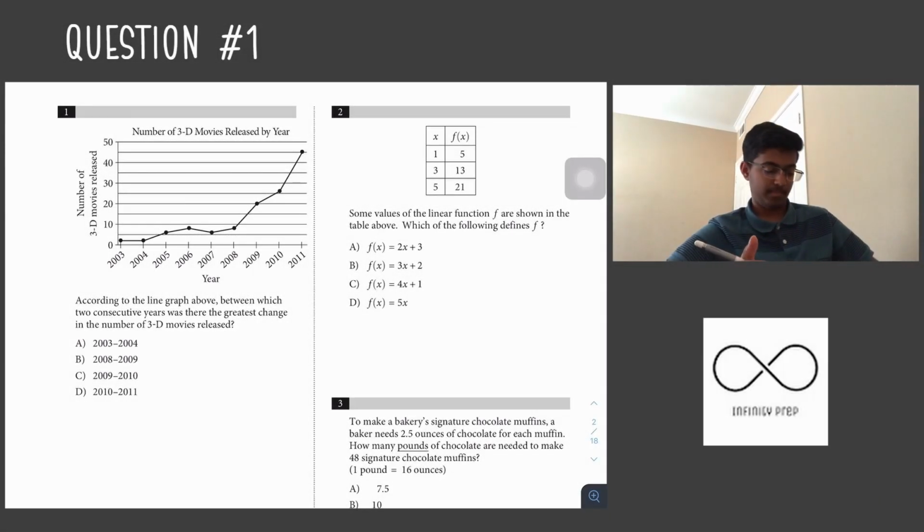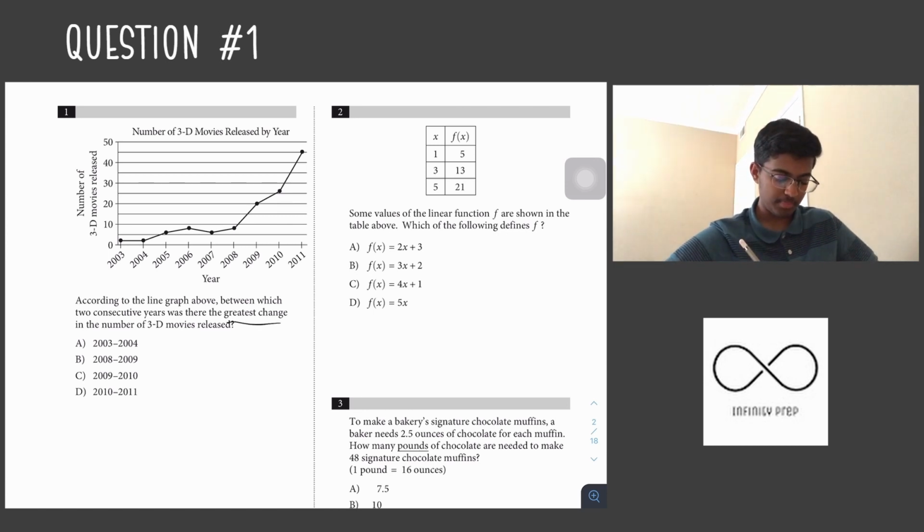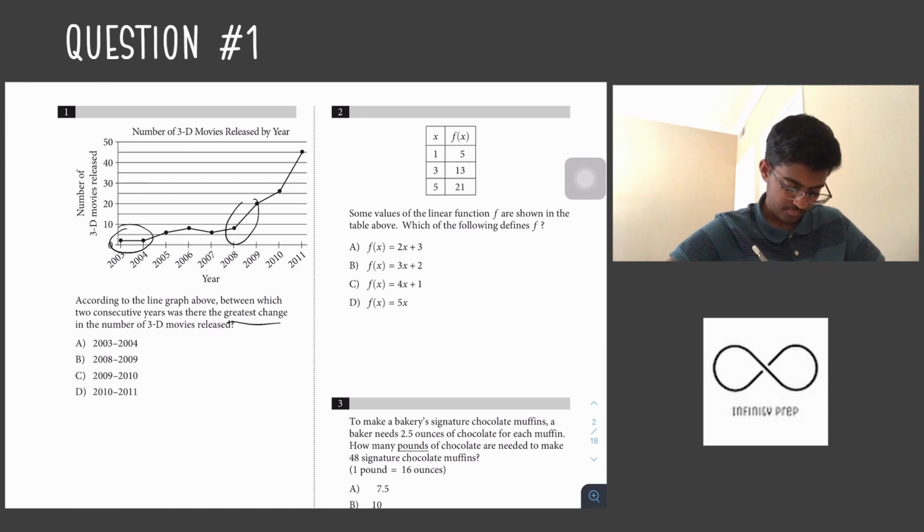Question number 1. According to the line graph above, between which two consecutive years was there the greatest change in the number of 3D movies released? To answer this question, let's first look at the answer choices. A is 2003 to 2004, B is 2008 to 2009, C is 2009 to 2010, and D is 2010 to 2011.